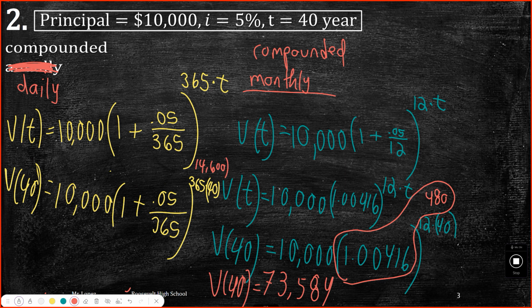And now to get an exact answer, what we're going to do is this. If you want to know how to put this in a calculator, listen right now. You're going to put this first. You're going to do 0.05 divided by this, add it to 1, and then do it up on 14,600. All right, let's go. 0.05 divided by 365, add it to 1, up on 14,600, and then times it by 10,000.